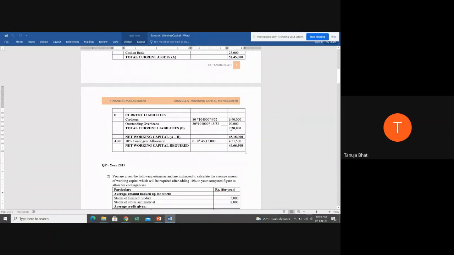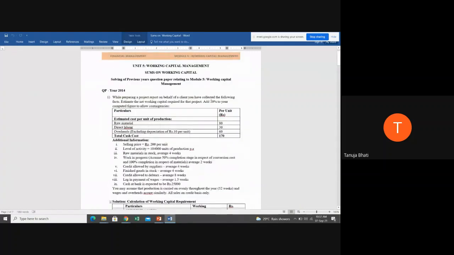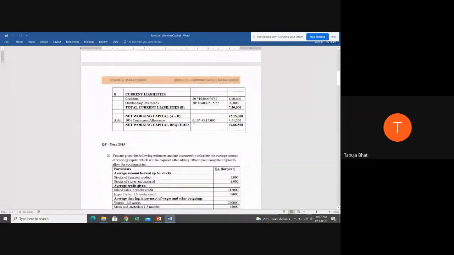So total current liability you got is 6,40,000 plus 90,000, that is 7,30,000. So your net working capital is A minus B, that is total current assets 52,45,000 minus 7,30,000, you got 45,15,000. Now to this you are going to add contingencies, that is some provision. They are telling make a provision of 10% contingency. So 10% of 45,15,000, you got 4,01,500. When you add this, you get the net working capital required, which is 49,66,500. Is this problem clear to everyone?